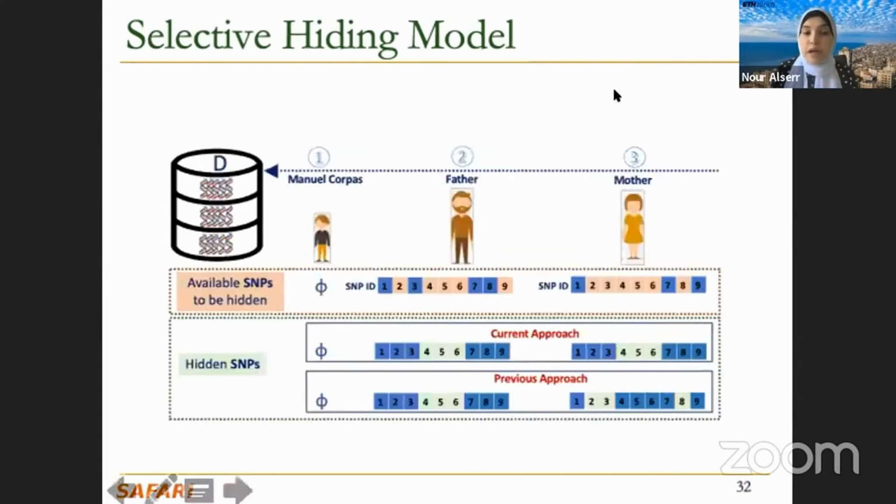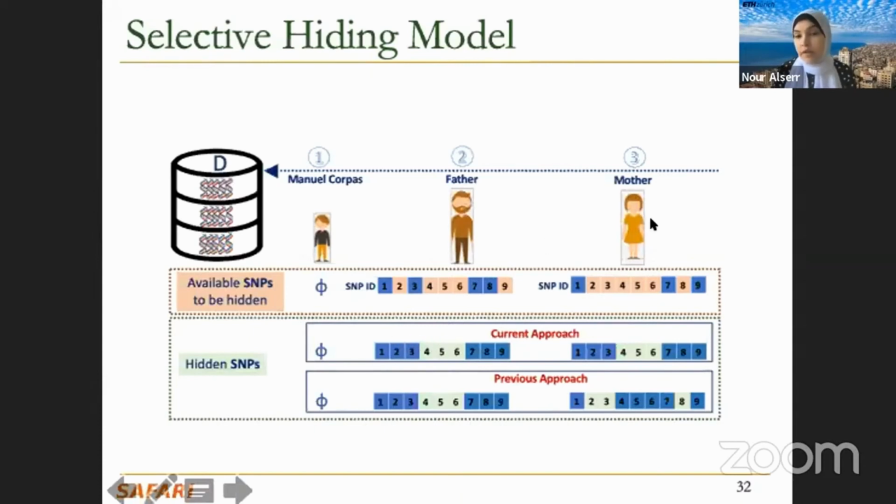How do we selectively hide? Imagine that we have the Manuel Corpas family data. When the son, which is Manuel Corpas, joins the data, it's fine for us. He is joining, so there is no need to hide. But when his father, for example, joins, then we try to find what the sensitive places are, what the available SNPs are to be hidden. So we try to collect all of these available SNPs. Now, we choose from these sensitive SNPs some of them to be hidden. This is our current approach.